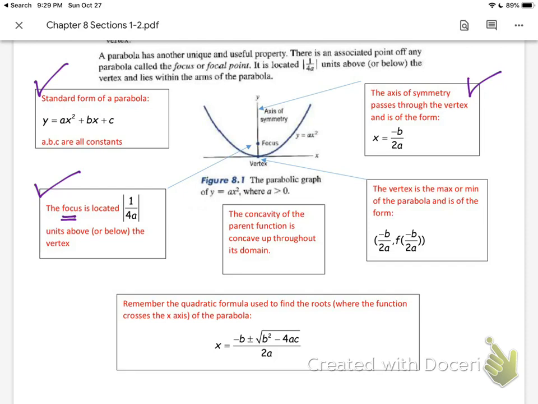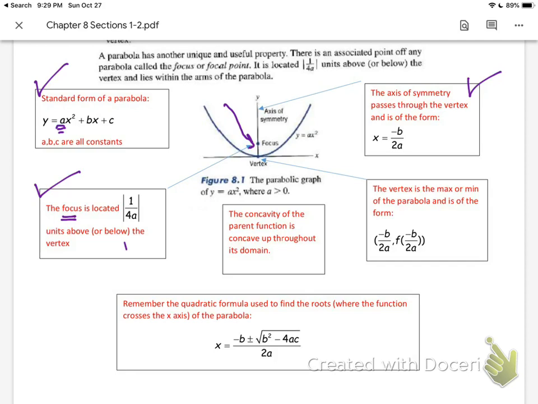So the focus is located at the absolute value, which means no sign, not positive nor negative, of 1/4 times a in the denominator. Remember, the a comes from the standard form right here, and the focus is always located inside the arms of the parabola. So in this situation, there it is. It's either 1/4a absolute value units above or below the vertex.